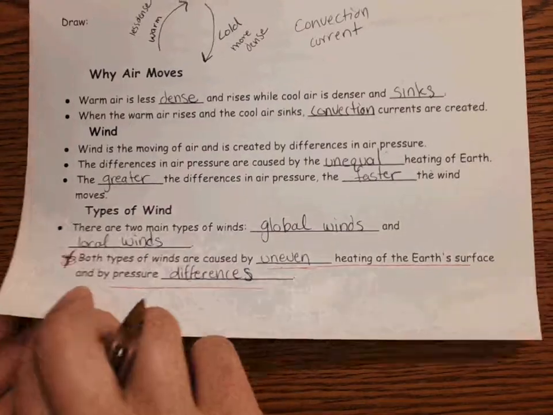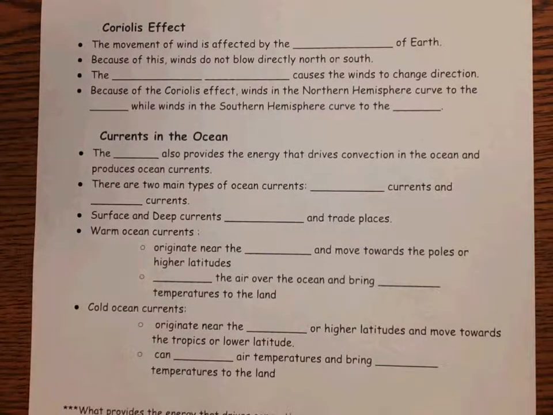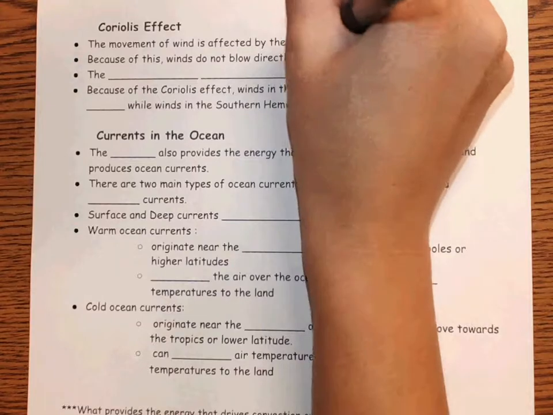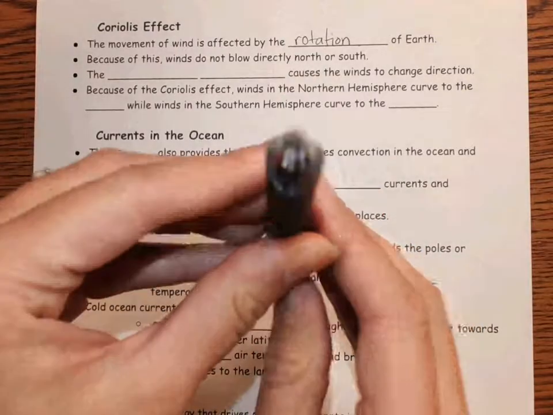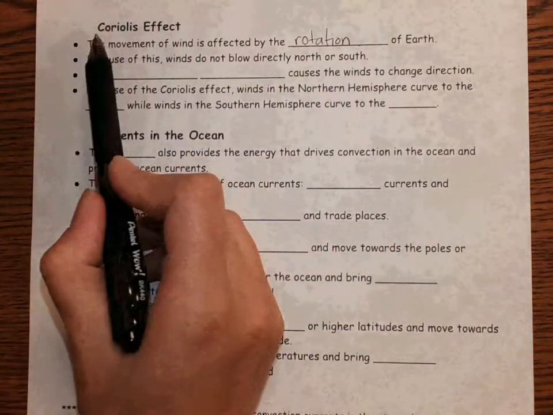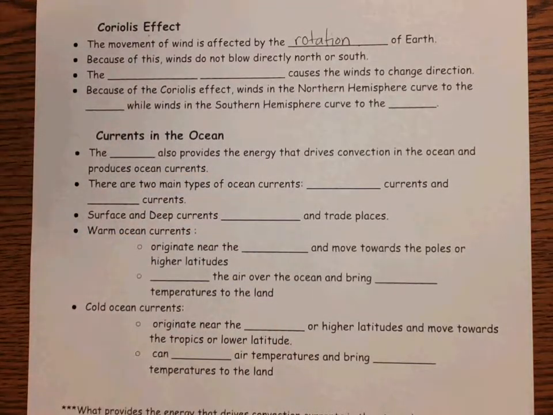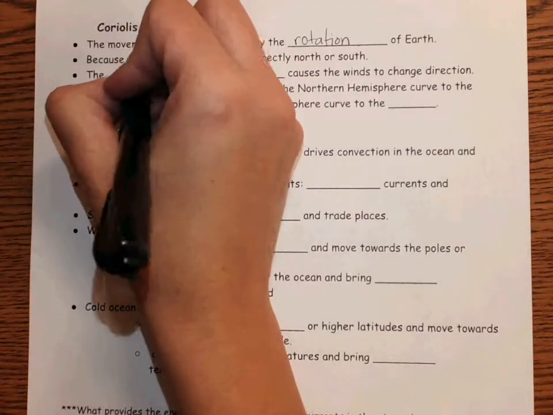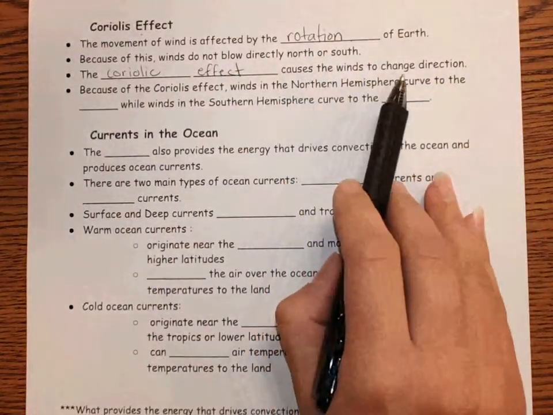Okay? So turn your page and we're going to talk about the Coriolis effect. The Coriolis effect is the movement of wind being affected by the rotation of the Earth. Remember from last unit, the Earth rotates on its axis. And this causes what we call the Coriolis effect. Because of this, winds do not blow directly from north to south. The Coriolis effect causes the winds to change directions.